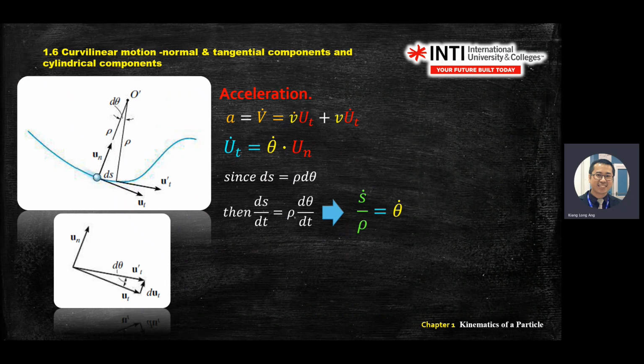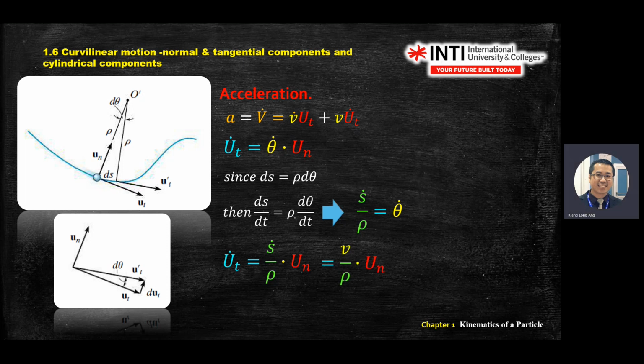We move this one over here, and we get s dot. We move this one to the left-hand side, so this one becomes this one. So we substitute this one inside here. We get ut dot equal to s dot over rho times un. Make sense? Okay.